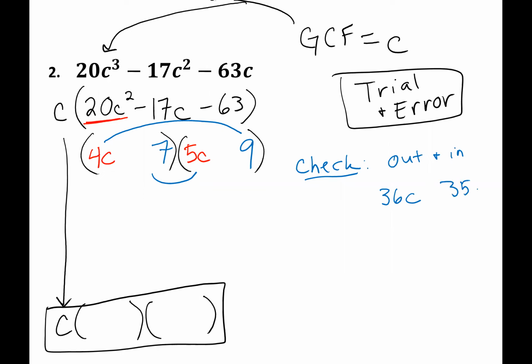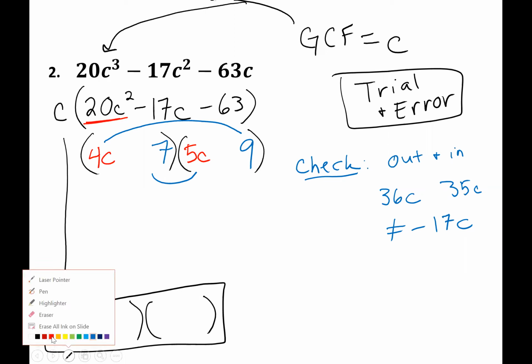Now again, I know I didn't put any signs here yet. Here's the thing, no matter what I put for my signs, no matter which one was positive or negative, 35 and 36 will never add or subtract to -17. It's not going to happen. It's never going to give you that sum of -17c, no matter what you try for your signs.